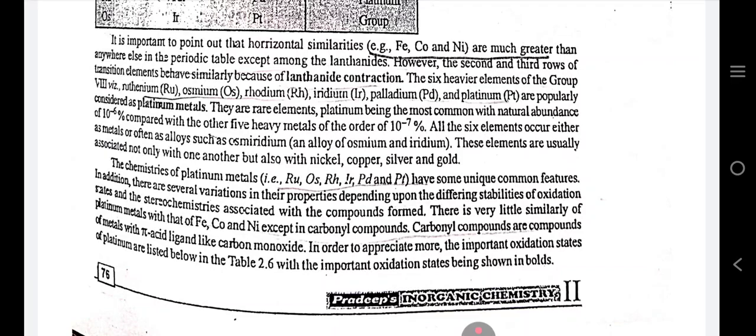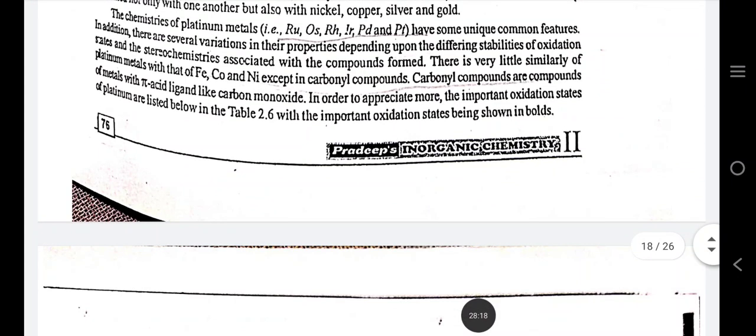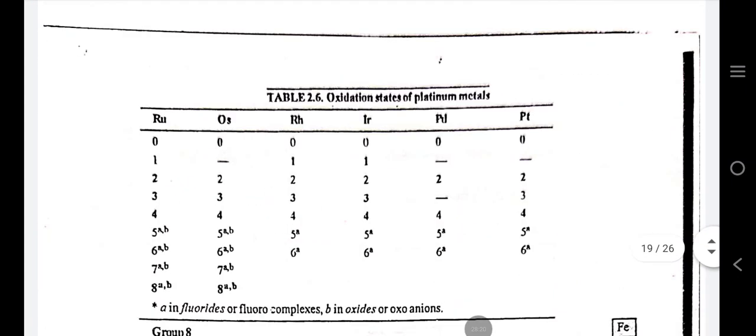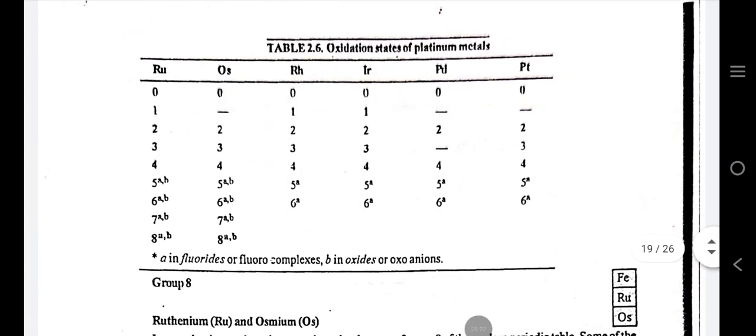There is very little similarity of platinum metals with that of Fe, Co and Ni except in carbonyl compounds. Carbonyl compounds are compounds of metals with pi acid ligands like carbon monoxide. In order to appreciate more, the important oxidation states of platinum are listed below in Table 2.6, with the important oxidation states being shown in bold. Table 2.6: Oxidation states of platinum metals.